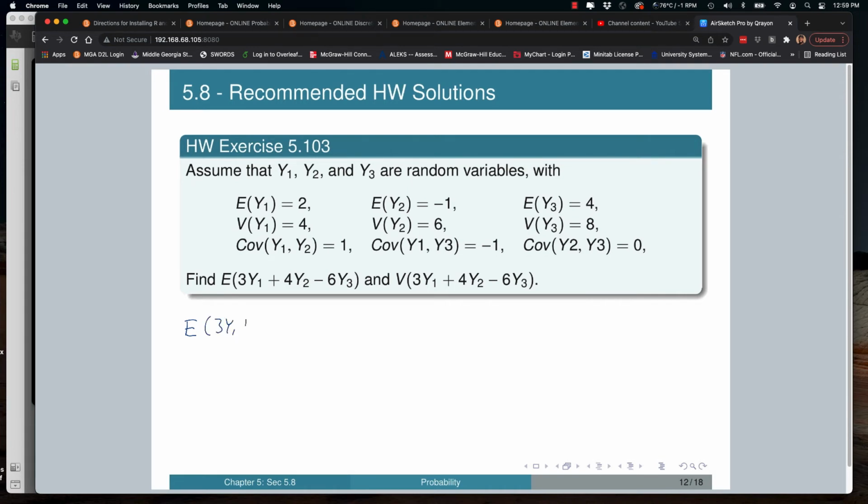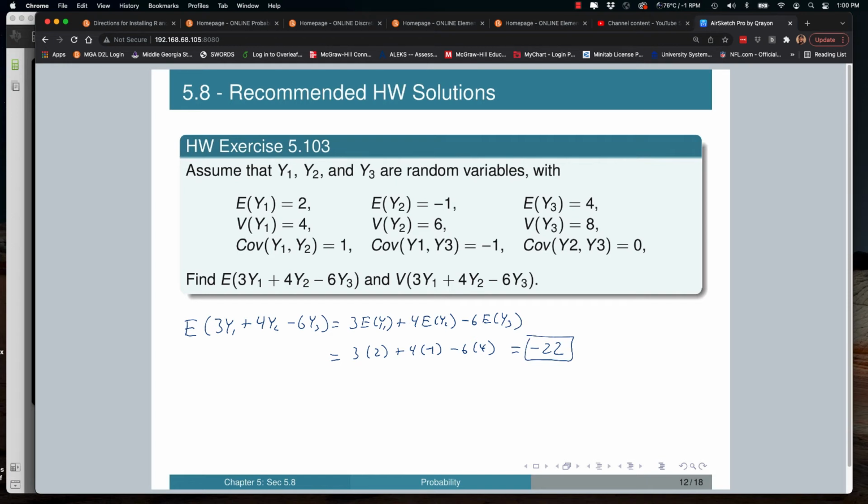So the expected value of 3y sub 1 plus 4y sub 2 minus 6y sub 3 is equal to 3 times the expected value of y sub 1 plus 4 times the expected value of y sub 2 minus 6 times the expected value of y sub 3. So I'm just plugging in a few problem numbers here, and we get 3 times 2 plus 4 times negative 1 minus 6 times 4, and we get that the expected value is negative 22. And that's what you get when you're just making up numbers. So anyway, that's it for the expected value.